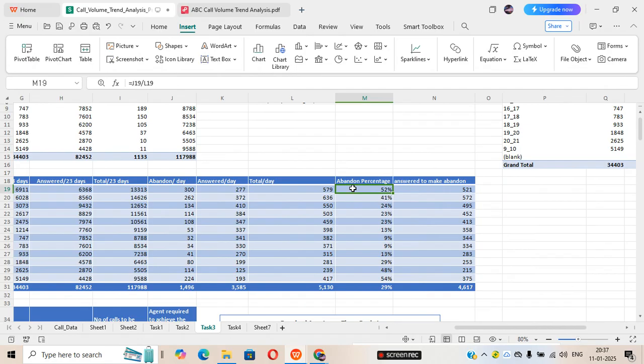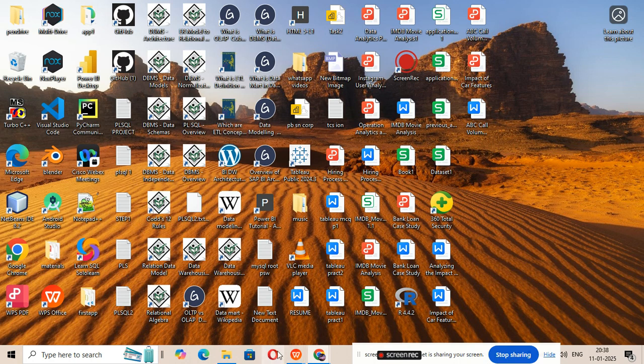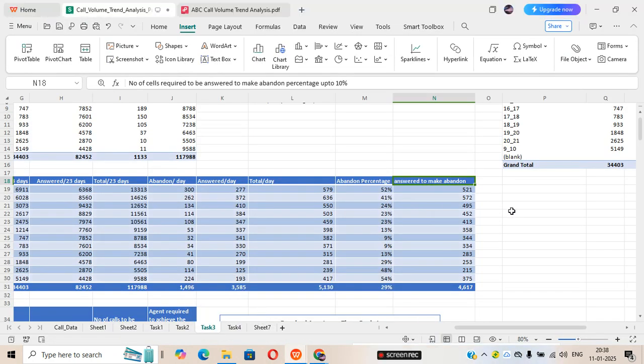After this we have to calculate the abandoned percentage. Abandoned percentage is calculated by dividing abandoned calls per day by total per day. We'll be dividing these two and getting the abandoned percentage. After this, I have calculated the number of calls required to be answered to make abandoned percentage up to 10 percent. They told to reduce it to 10 percent, so we will be using this.